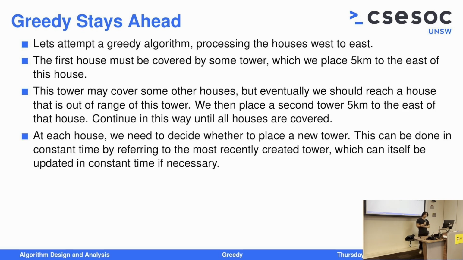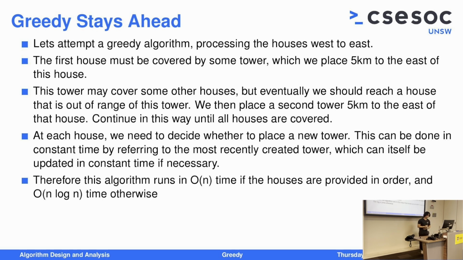At each house, you need to decide whether to place a new tower. This can be done in constant time by referring to the position of the most recently created tower, which can itself be updated in constant time if necessary. So therefore, this algorithm runs in O(n) time if the houses are provided in order. And when we say in order, we mean from east to west, or west to east, it doesn't particularly matter. Otherwise it runs in O(n log n) time, because we will have to do a sort as a preprocess, and then run this algorithm.